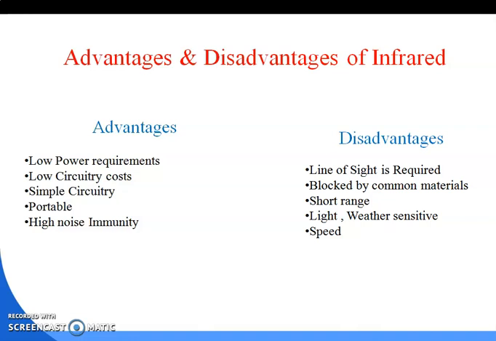That means your remote and your electronic device must be in a single line, or you can say in a straight line, otherwise it is not working. And blocked by common materials. Even if you put your hand in front of that infrared, it will be blocked and will not work properly. Short range, light, weather sensitivity, and the speed. So these are the disadvantages.